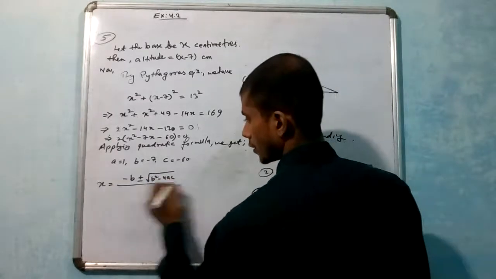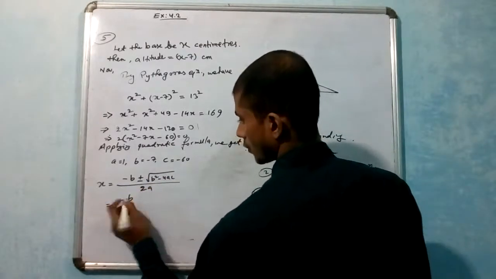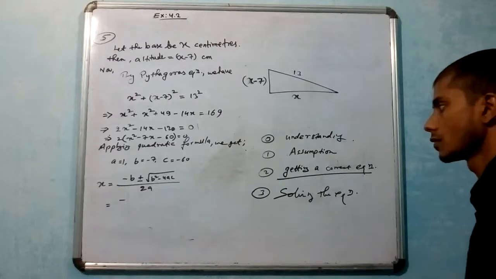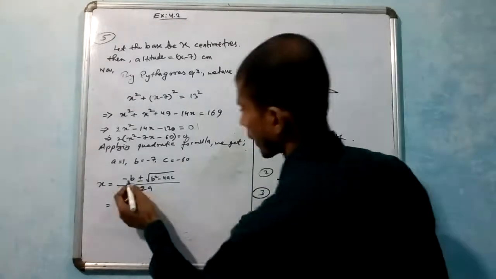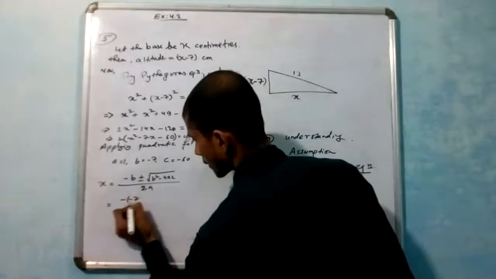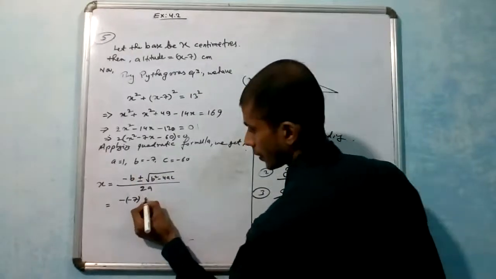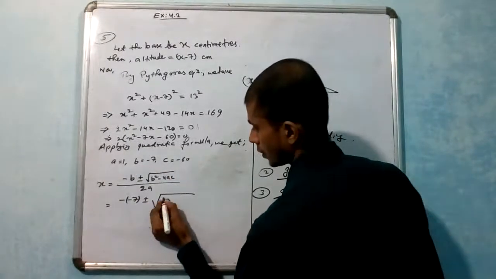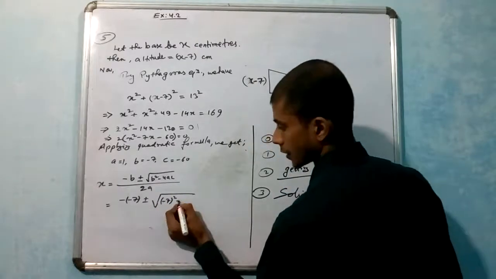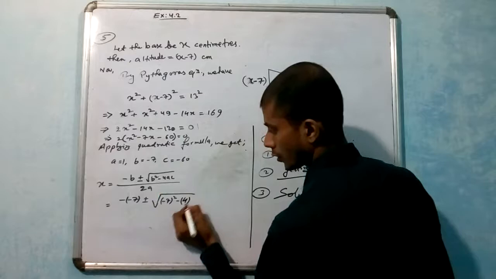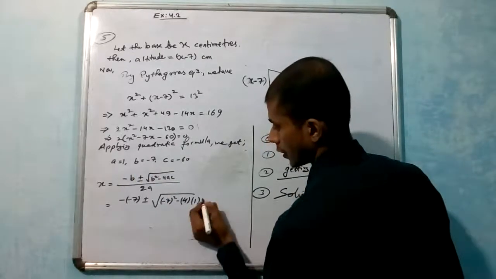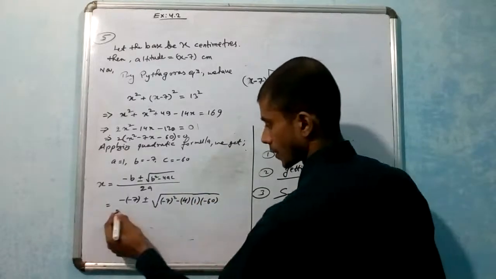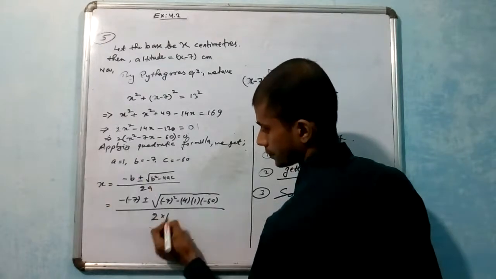So minus of b, come on, tell me the value. Minus, what is b? Let us substitute properly first: minus of minus 7, correct? Then plus minus root of b square, so minus 7 the whole square, then minus 4, and then a, which is 1, and then c, minus 60, by twice of a. What is a? 1. Okay. Now tell me the value.